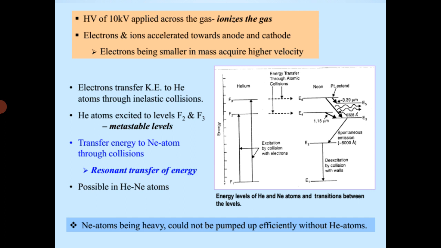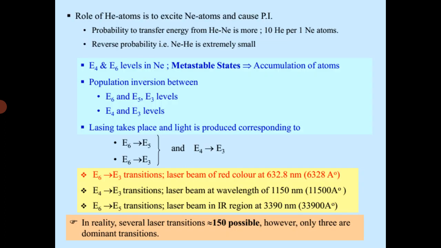Neon atoms, being heavy, cannot be pumped up efficiently without helium atoms. Electrons transfer kinetic energy to helium atoms through inelastic collision, and helium transfers energy to neon atoms through collision. The role of helium atoms is to excite neon atoms. The probability of transferring energy from helium to neon is more, with 10 helium per 1 neon atom. The reverse probability, neon to helium, is extremely small.